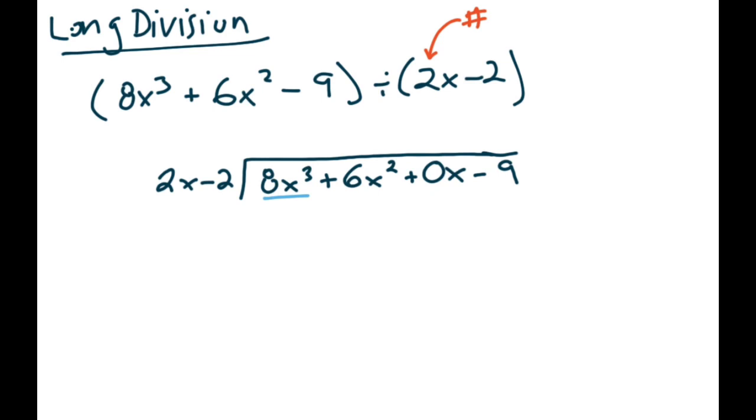So we always start off by dividing our first two terms. So 8x cubed divided by 2x is 4x squared. This goes on top. I'm then going to multiply the 4x squared to both terms on the outside. So 4x squared times 2x gives me 8x cubed minus 8x squared.